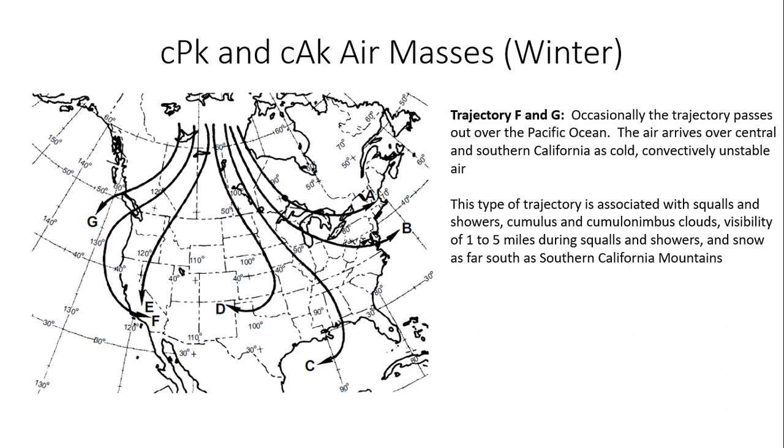Now, this type of trajectory is associated with squalls and showers, as well as more convective clouds, the cumulus and the cumulonimbus clouds. Lightning actually occurs in the winter when you get these cold air surges, cold, moist, unstable air aloft, especially if you get surface heating during the day. A cold over warm situation over Southern California can really produce thunderstorms.